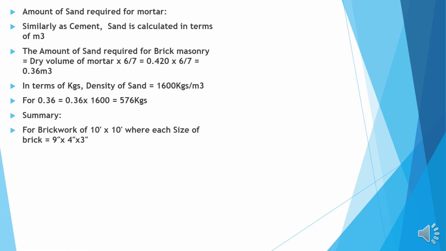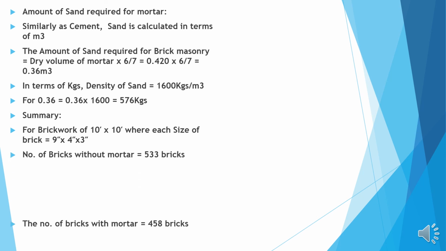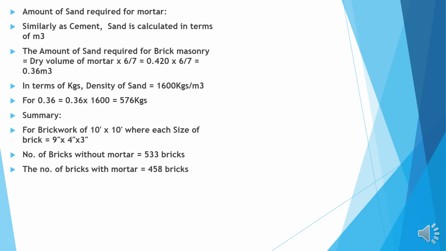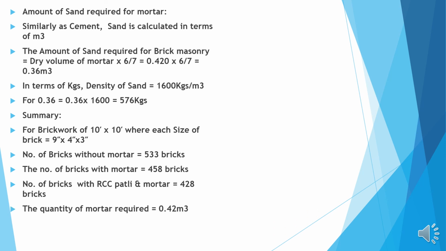Summary. For brickwork of 10 feet by 10 feet, where each brick size is 9 inches by 4 inches by 3 inches, we require 533 bricks without mortar. With mortar, 458 bricks. Number of bricks with RCC partly and mortar is 428 bricks. The quantity of mortar required is 0.42 cubic meter. Amount of cement required is 86.4 kgs. Amount of sand required is 0.36 cubic meter.